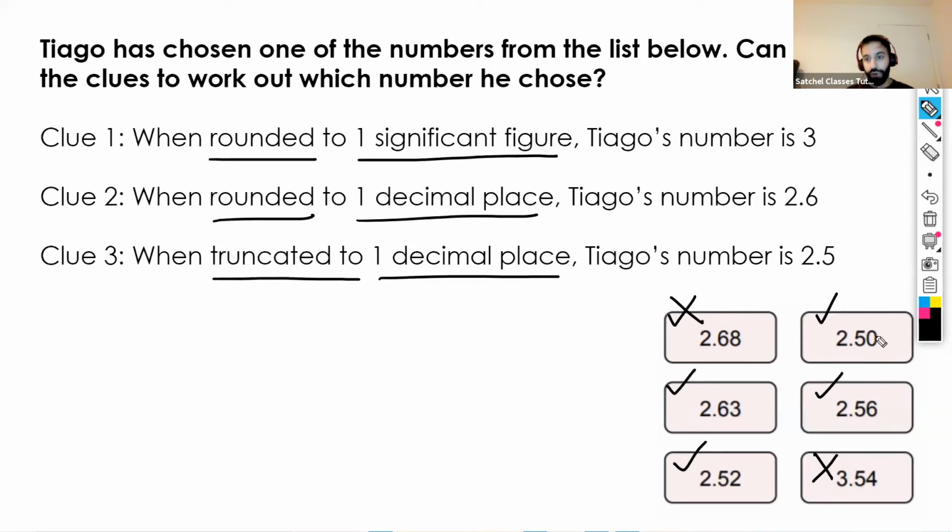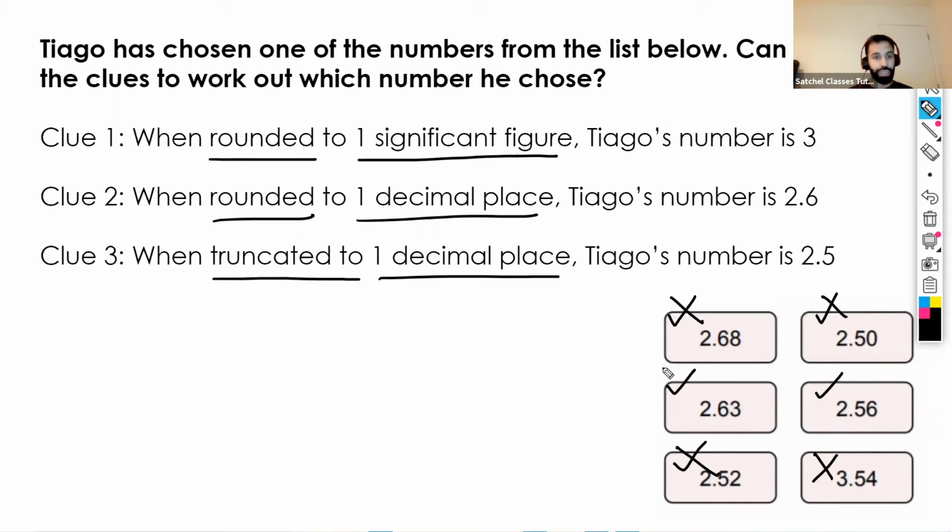This number will round to 2.5, so it can't be this either. This number here, 2.63, does round to 2.6 to 1 decimal place. This number here as well, 2.56, to 1 decimal place: this 5 here will round up because of the 6. And lastly, over here, we have 2.52. Well, this will round to 2.5 because of the 2, so this is not going to be it either.